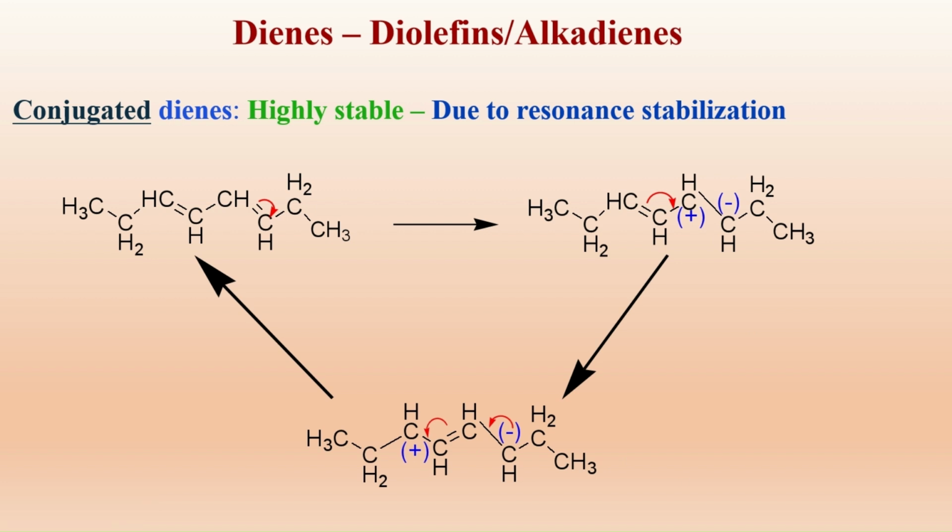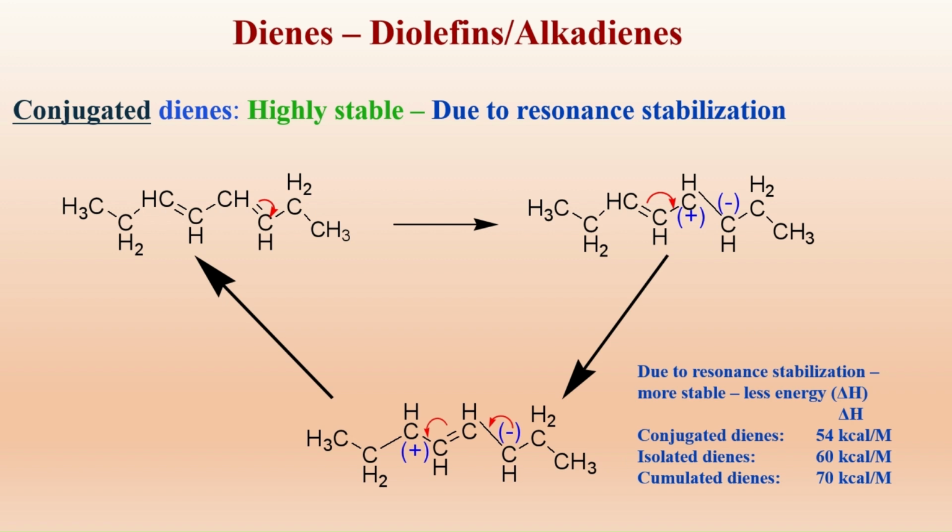Resonance stabilization is one of the factors responsible for the high stability of these conjugated dienes. There is another factor along with this resonance stabilization which is responsible for the high stability of the conjugated dienes. Before that, we look into this. Because of the resonance stabilization that we see in these conjugated dienes, they become more stable. As they are more stable, their delta H, the heat of hydrogenation, is less.